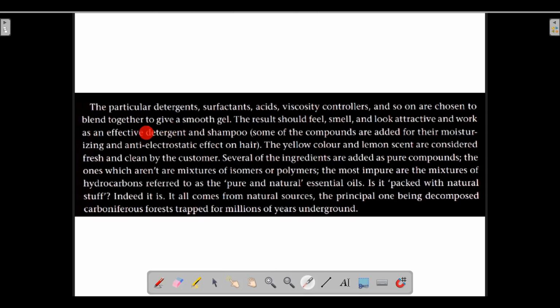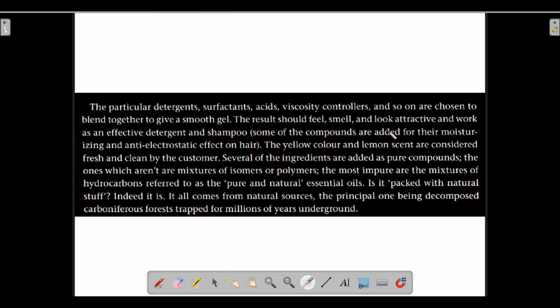What is the purpose of detergent? The purpose of detergent is to remove the dirt. And detergent is present in shower gel as well as in shampoo. So it should work as an effective detergent, and it should work as an effective shampoo as well. Someone might also wash their hair with the shower gel, so it should work as an effective detergent and also as an effective shampoo.